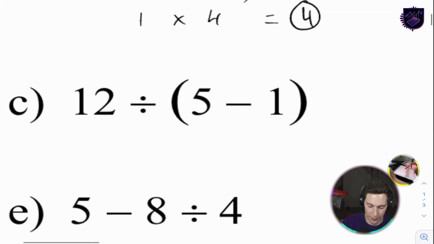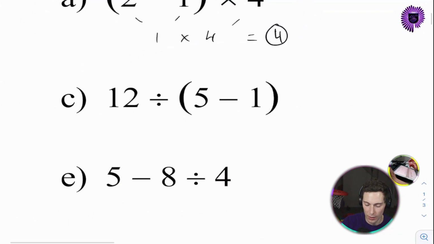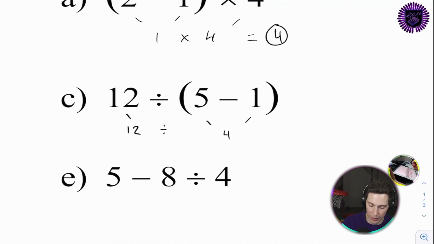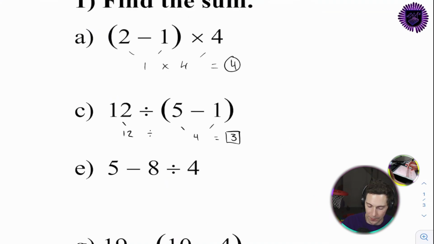1C. 12 divided by 5 minus 1. So 5 minus 1 within the brackets. So we're going to go 5 minus 1 is going to equal 4. 12 divided by 4, right? We're dropping down the 12 divided by symbol, and then dividing it by 4. This is going to equal 3. That is our answer, 3.